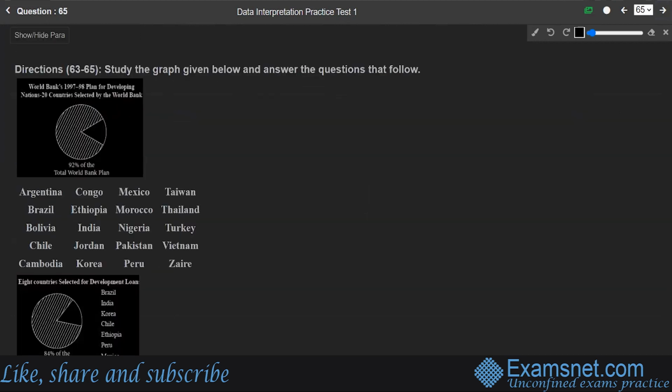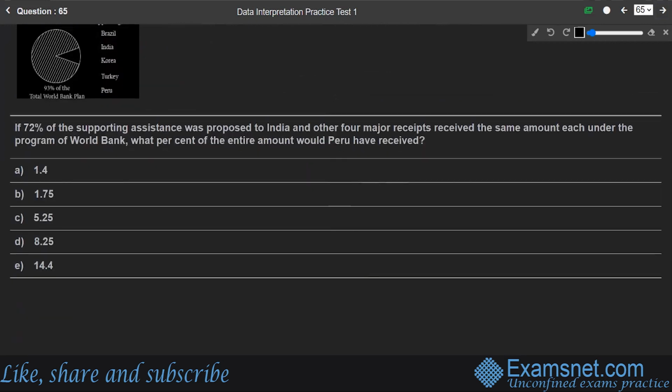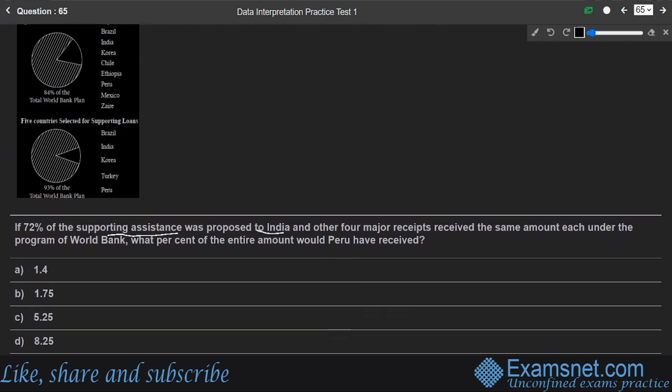Now, for the same pie chart, the question is: if 72% of the supporting assistance was proposed to India, and the other 4 major recipients received the same amount each under the program of the World Bank, what percent of the entire amount would Peru have received? The supporting assistance chart is this.